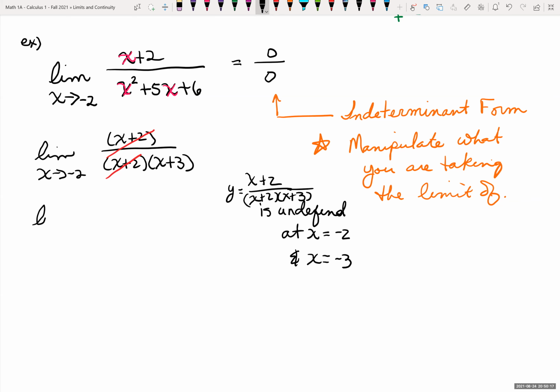We can say this is the same thing as the limit as x is approaching negative 2. The factors of x plus 2 cancel, so I'm only left with 1 in the numerator, and I'm left with x plus 3 in the denominator. So now let's do direct substitution. Wherever we see an x, we're going to replace it with negative 2. Doing that, I get 1 all over negative 2 plus 3, which is 1 over 1, which is 1.